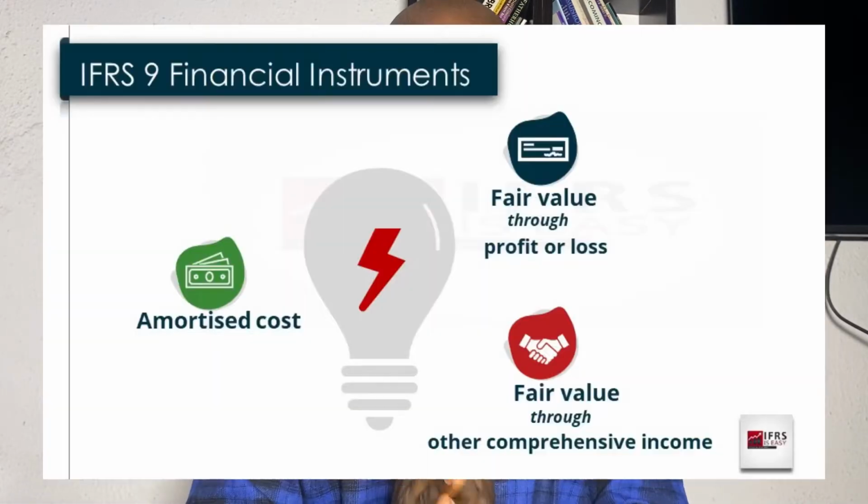Now, this is important because we mentioned that the way we classify is the way we measure. Our classification and measurement are based on these two principles. The amortized cost is focused on the cash flows, while fair value is focused on the gain or loss that arises as a result of disposal of our financial assets. So we have established that the way we classify a financial instrument is either through amortized cost or through fair value.